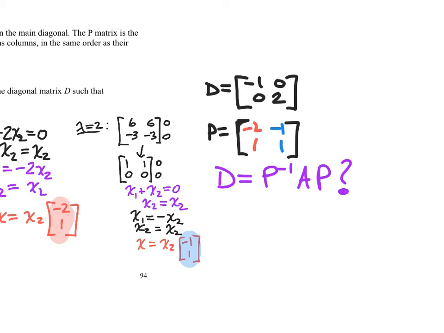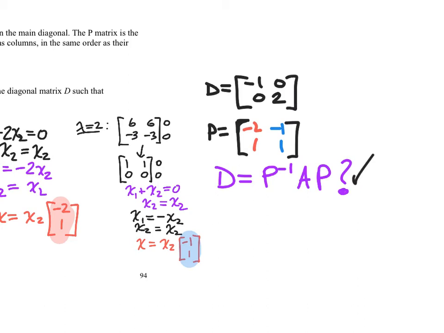Inverse B, matrix A, matrix B. And that should come out to my diagonal matrix. And it did. So it checks. So it done did it right. That's great news.